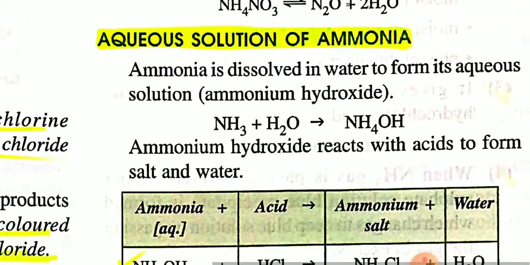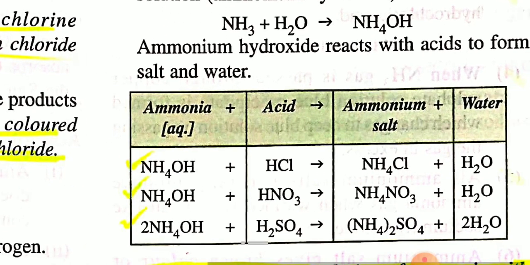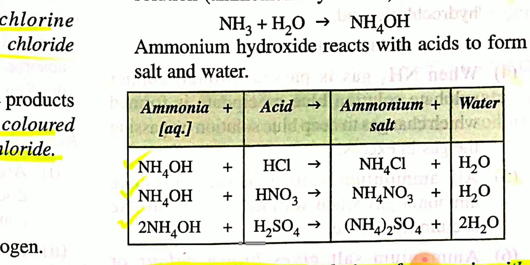Aqueous solution of ammonia. Ammonia gas is dissolved in water and forms an aqueous solution, and the aqueous solution of ammonia is ammonium hydroxide, NH4OH. And ammonium hydroxide reacts with acid to form salt and water, such as when ammonium hydroxide reacts with HCl, it forms ammonium chloride plus H2O.